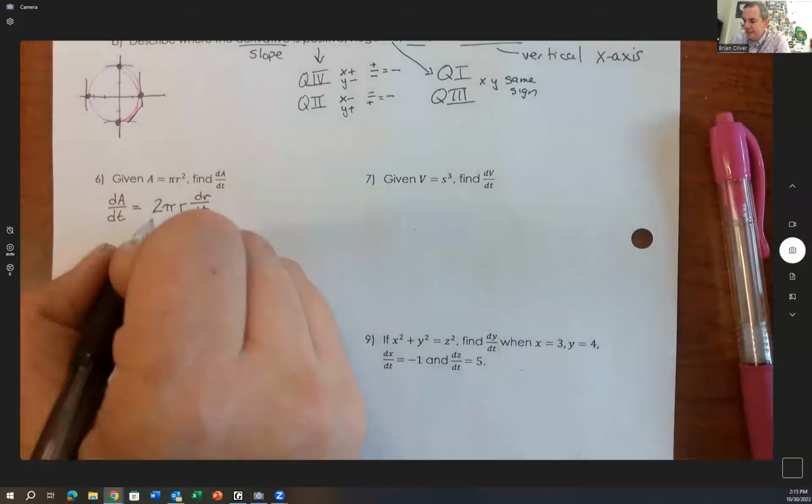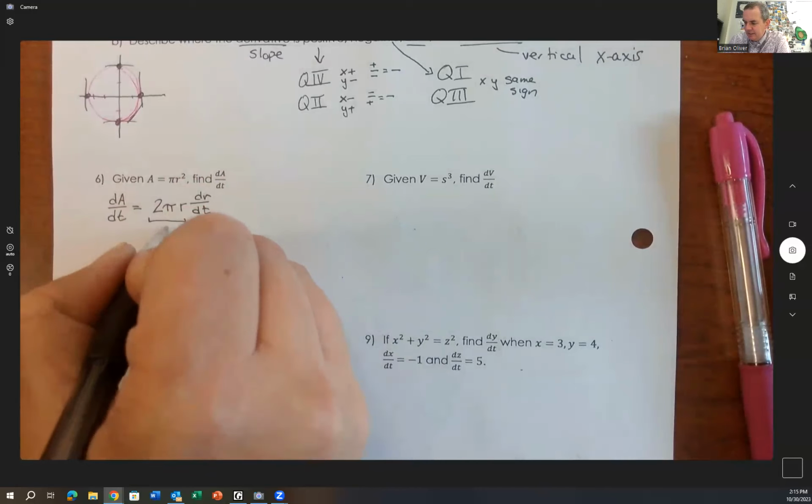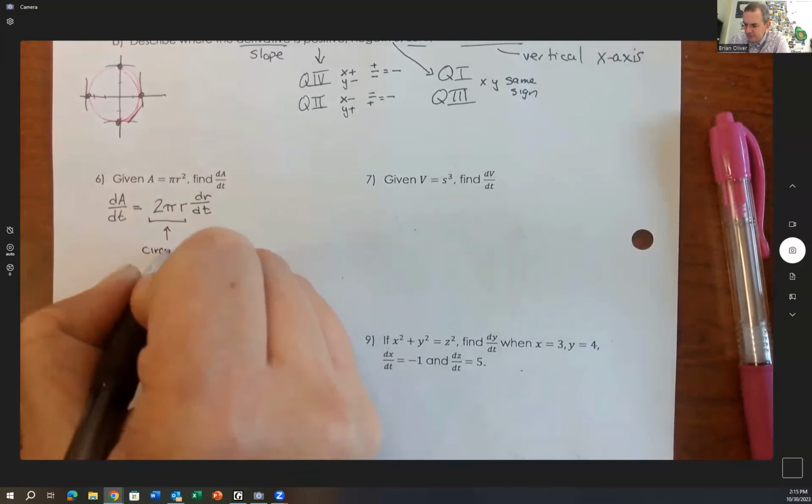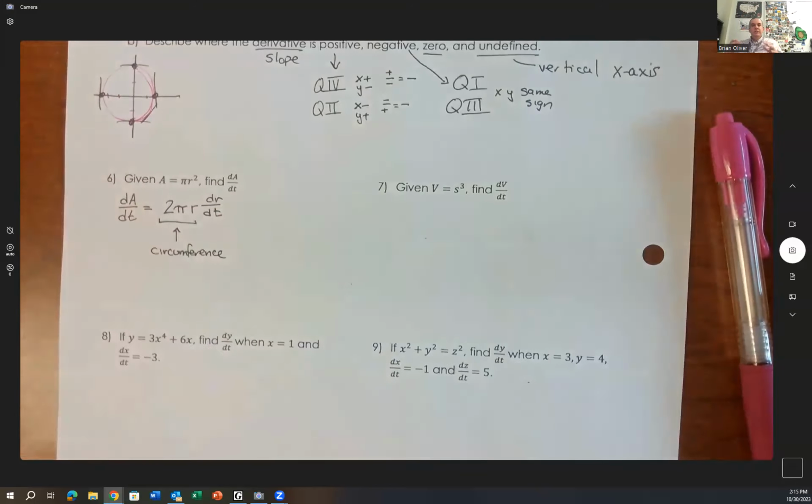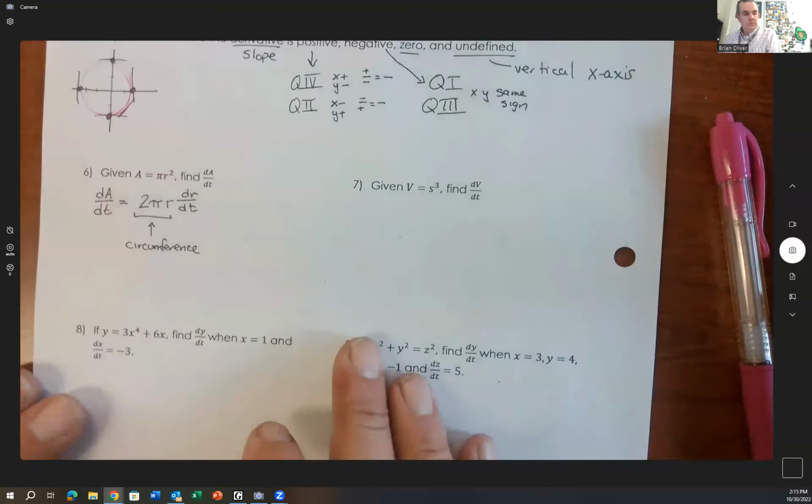And if you look at it, just as a reminder, that right there is the circumference. So if you think about it, to figure out how the area of a circle changes, if we know how the circumference changes, it tells us how the area changes.